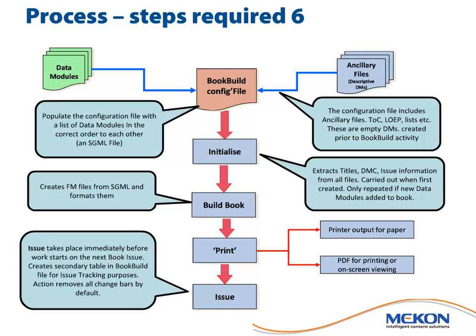Inevitably, you'll get to a point where there is a necessity for carrying out some up-issuing work on the book. And as part of the book building process, the book build file actually has contained in it all the necessary information to enable it to handle the differences between two issues of each data module. This is prior to issue 4. At issue 4, they removed the elements which enabled us to do that. So when you issue it, what it does is it actually creates a second copy of all that issue information so that you can then do comparison later on.